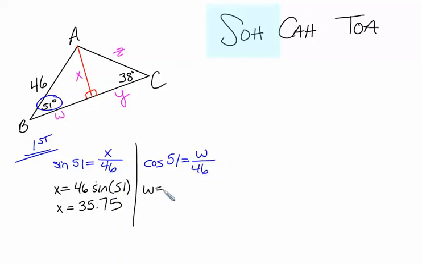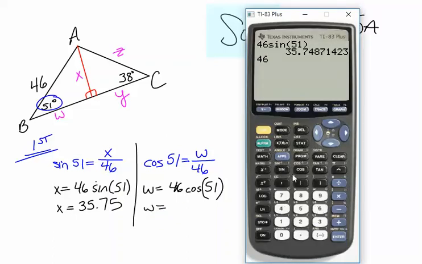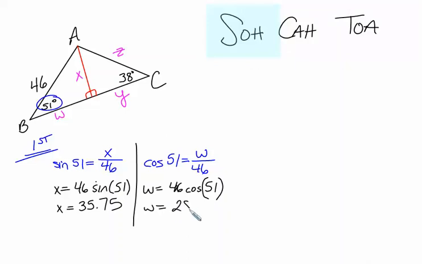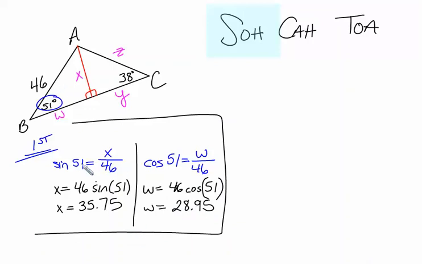We need to multiply both sides by 46 to get W by itself. So W would equal 46 times the cosine of 51. We turn our attention to the calculator and we'll type in 46 times the cosine of 51, hit enter, and get 28.95 correctly rounded to 2 decimal places. That's the first portion of the problem, solving the left-hand triangle.